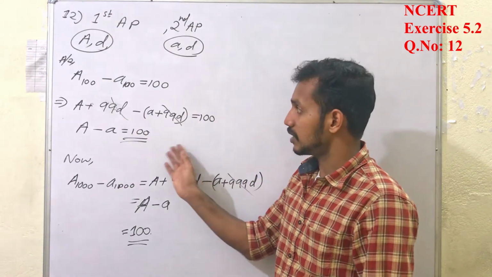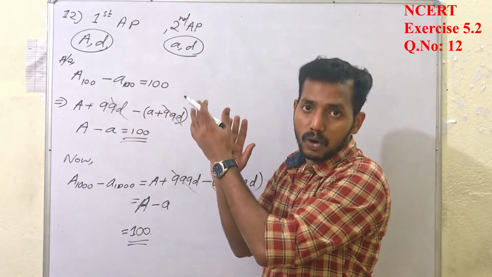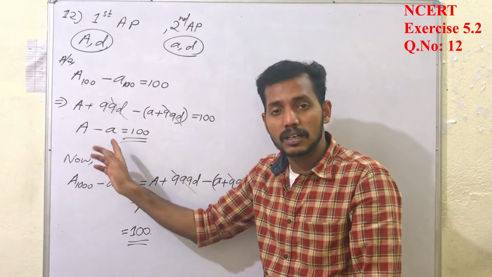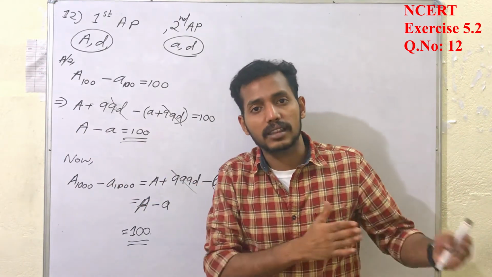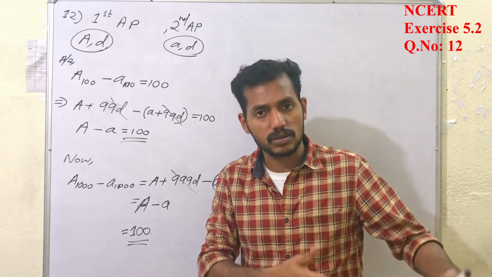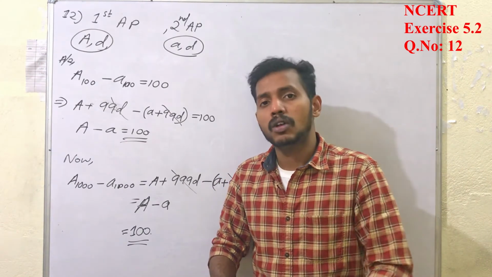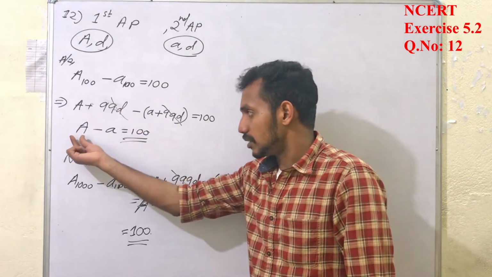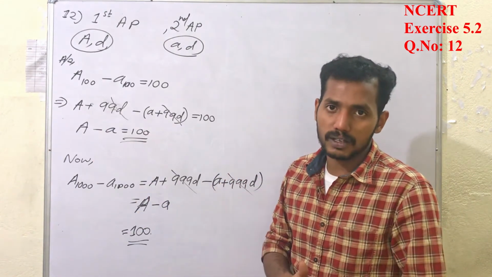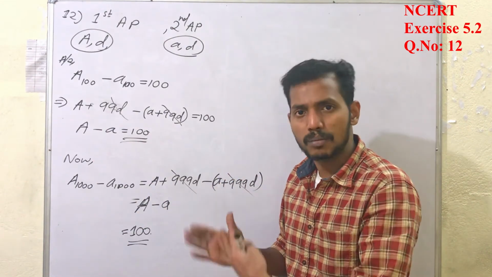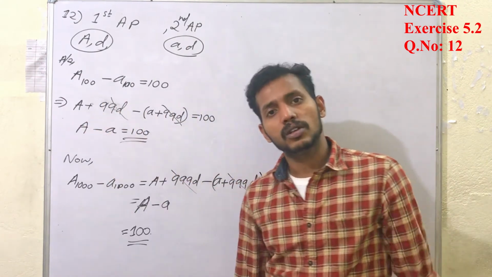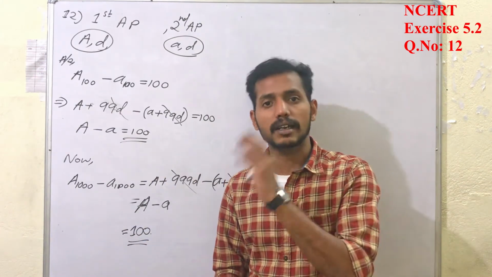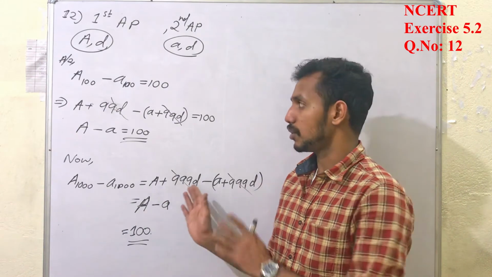So what actually happens is, if two APs have the same common difference, then the difference between their first terms will be the difference between their corresponding nth terms. If we take the 10,000th term or the 500th term, no matter which term you take, the difference between their corresponding nth terms is the same. For example, the difference between their 38th terms will be equal to the difference between their first terms. So this is a very important question. In case of a one mark question, you can directly write the answer without solving. So this is very important to remember.